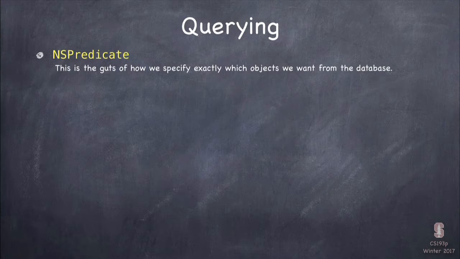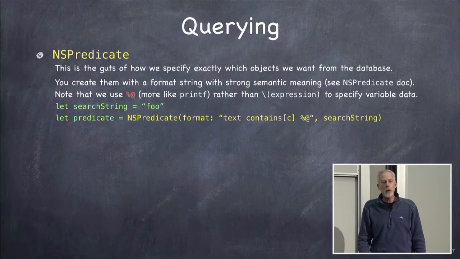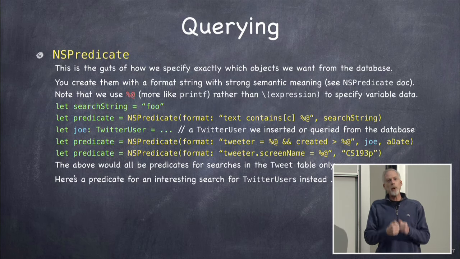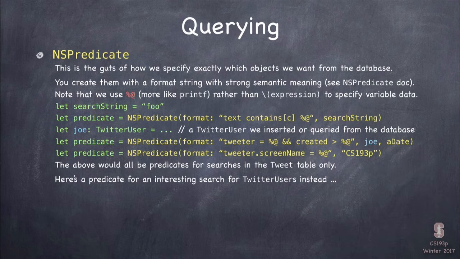Now the predicate. Okay, the predicate is the guts of saying which tweets do we want, which Twitter users do we want. We create them with kind of an interesting API. It looks a lot like printf from C. Okay, it's NSPredicate, format colon, and then a string, and the string is a format string. And again, it looks a lot like printf.